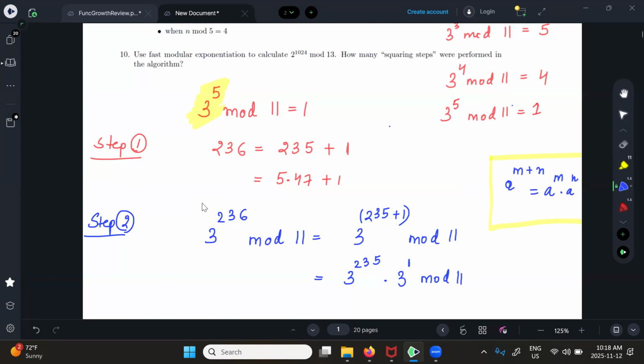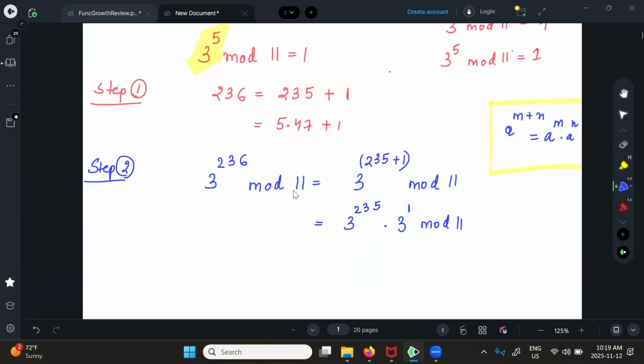Good. Now I know this is 5 to the power 47, so I can write this as 3 to the power 5, to the power 47, times 3 to the 1. Well, that's just 3, but I'm just writing it so that it's clear.